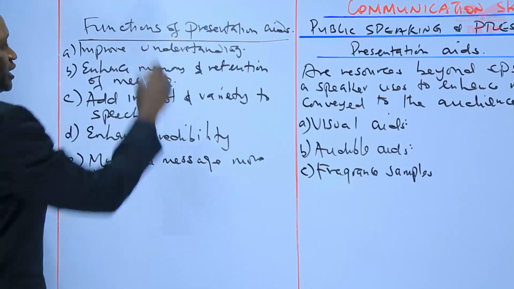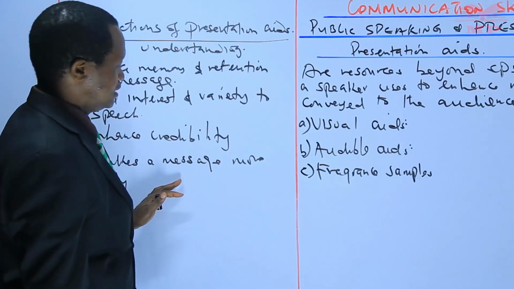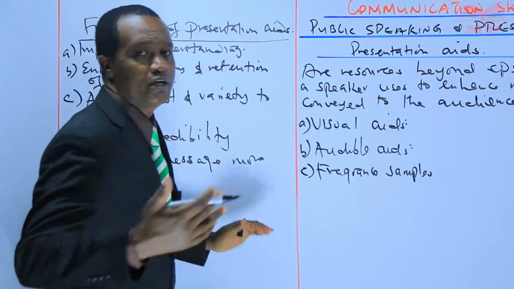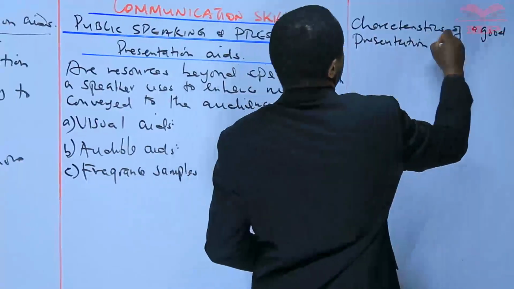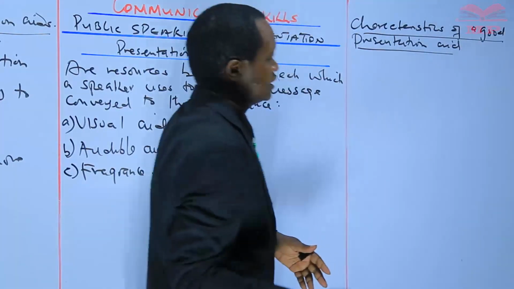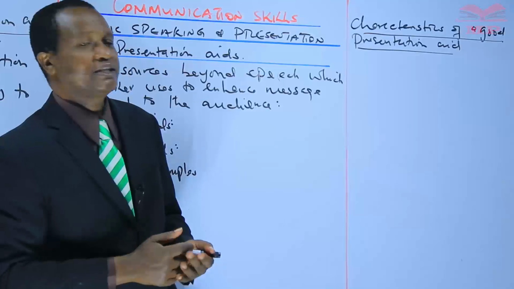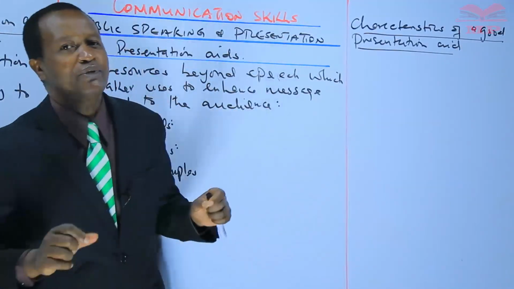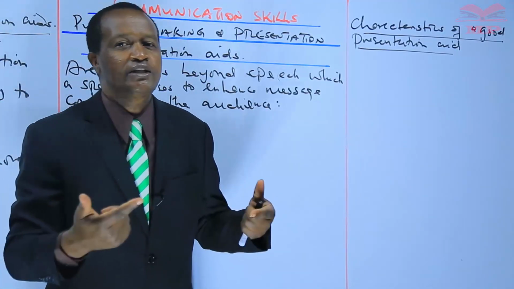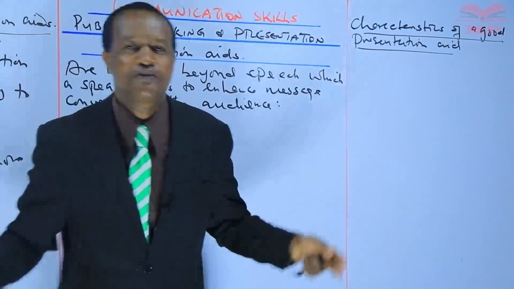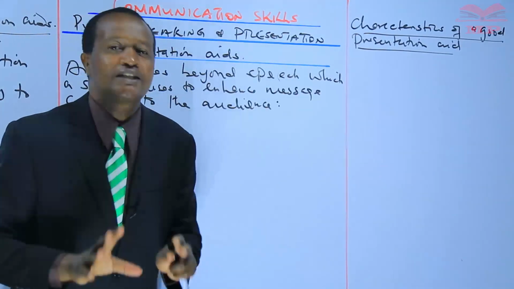Now, candidates, another important aspect of presentation aids that we need to discuss in today's lesson is what we call characteristics of a good presentation aid. What are the attributes? What are the features of a good presentation aid? Candidates, in order to make the audience have a good image of what you are talking about, the presentation aid chosen should at least have certain features, certain properties or characteristics.